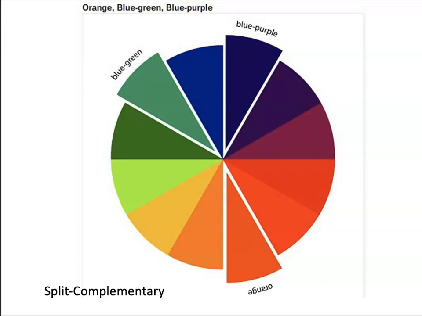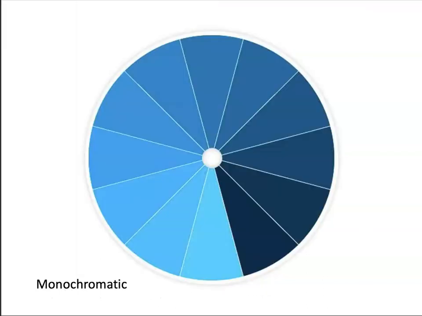Another color relationship that can work a lot of times is split complementary. So instead of being exactly opposite from a color, where orange and blue would be, the blue is kind of being split and it's going for the blue green and the blue purple, and those 3 colors work well together as well.